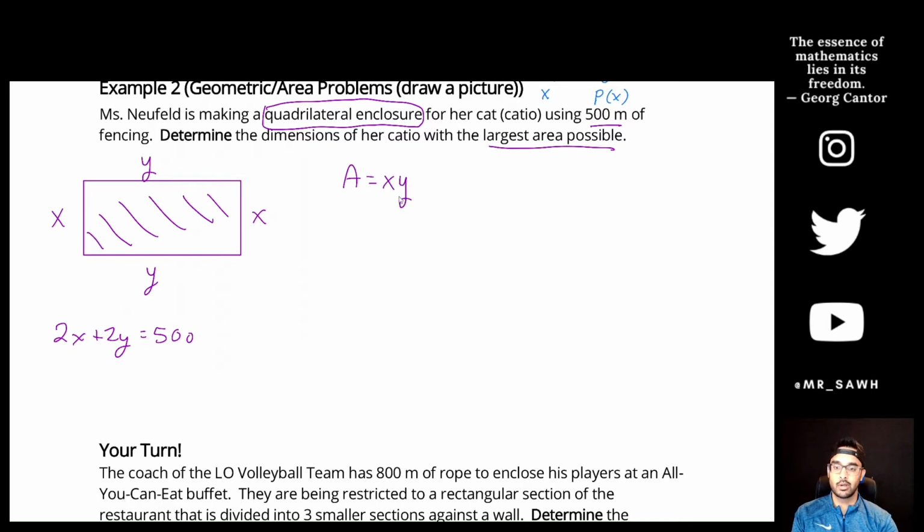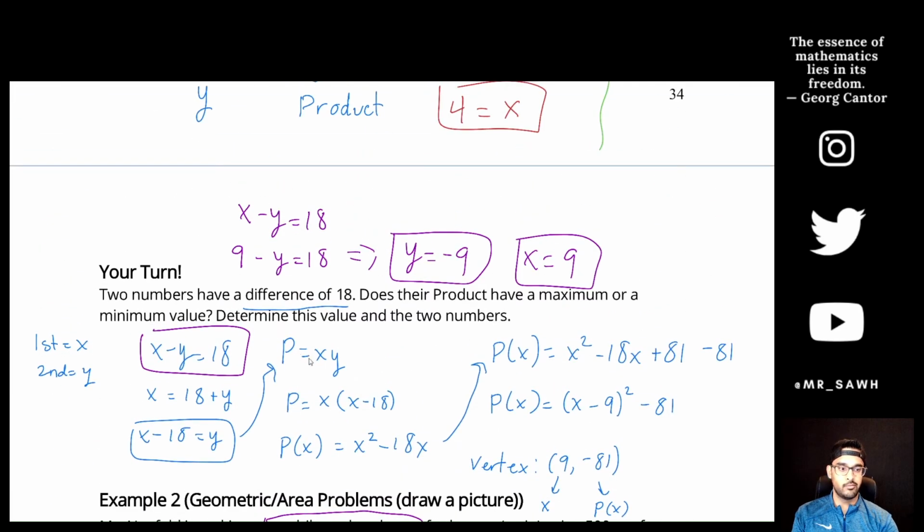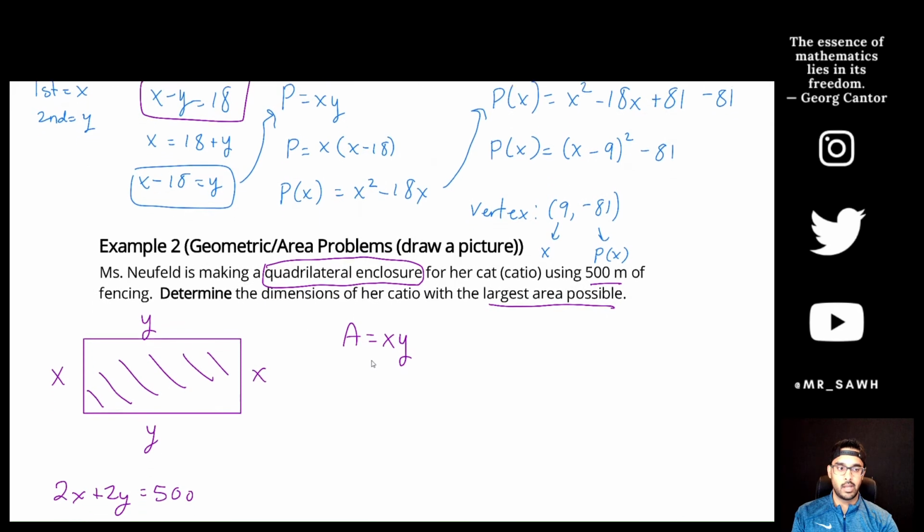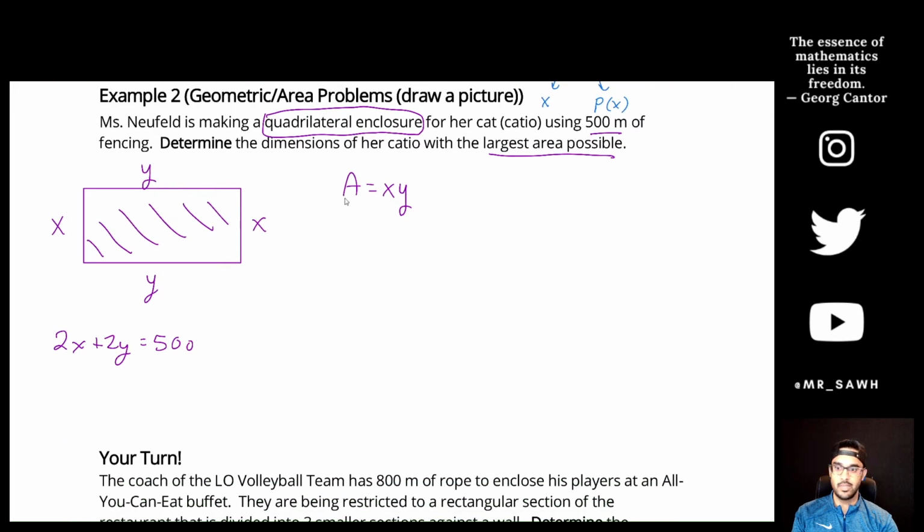And this is going to look oddly familiar. It's literally the same format we used above for a product. But our product now has a meaning, it just means area. This is the exact same question as what we did above. So pick a variable and solve for it. I'm going to solve for y. So 2y is equal to 500 minus 2x, and to get y by itself, divide everything by 2.